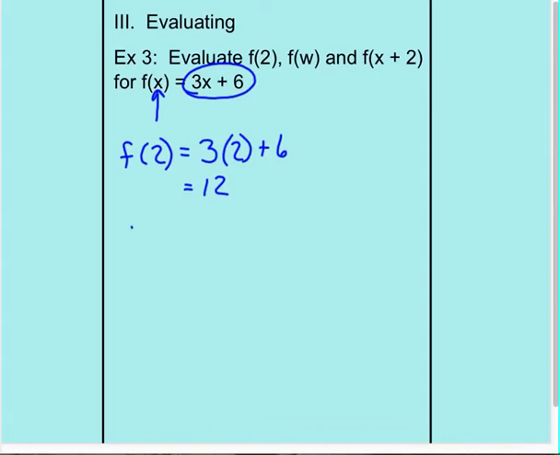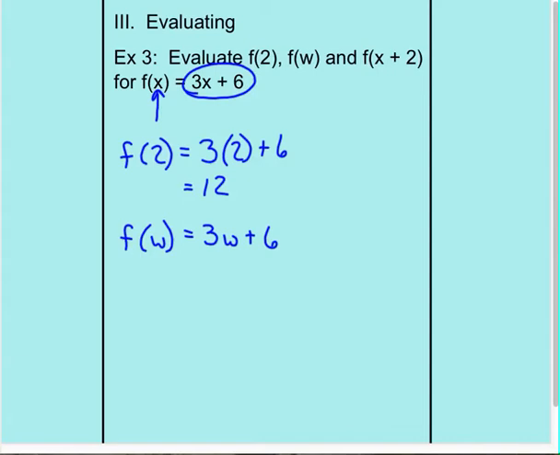Next example, f of w. Again, notice that the x was replaced with w in the function notation. So over on the other side of the equal sign, I'm going to replace x with w. So when my domain is w, my range is 3w plus 6.